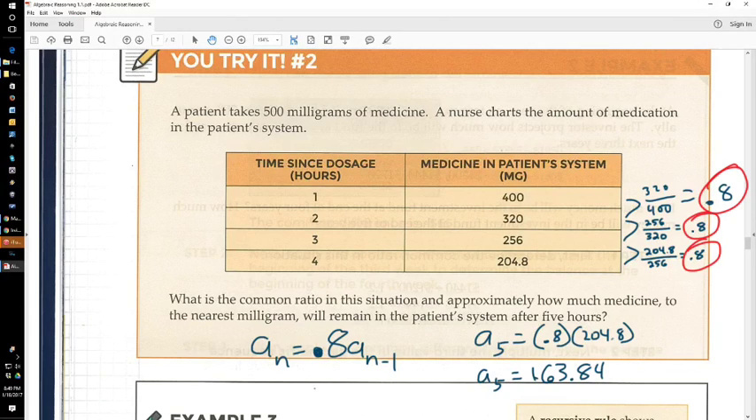And it says to the nearest milligram. So if we were rounding to the nearest milligram, that means we're rounding to this point right there. So since it's 8, we'll round it up. So it's technically 164 would be the answer. All right.